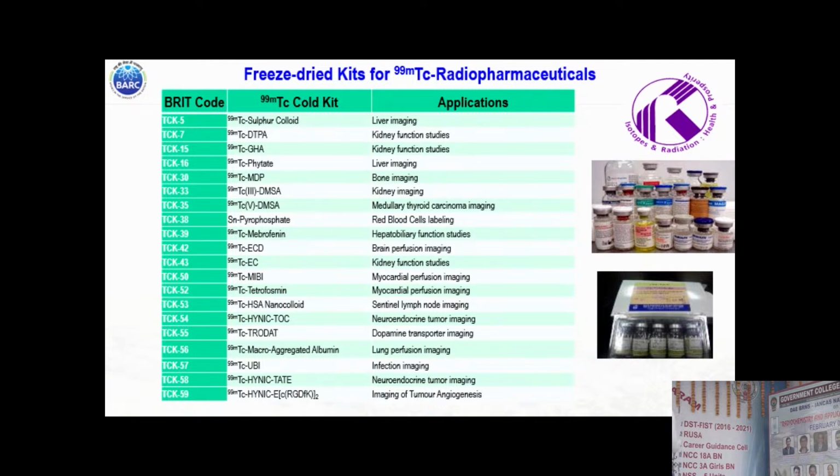So, these are the different types of freeze dried kits, and you can see their applications. I am not going into the details, but you can see almost every organ we are covering: kidney, liver, bone, hepatobiliary is liver, myocardial is heart, sentinel lymph node, and for brain, dopamine transporter. So, almost every organ is covered, and these are regularly supplied from BRIT, Board of Radiation and Isotope Technology. If you are interested, you can go to the BRIT website, www.britatom.gov.in. I have taken this from the BRIT website only, so you can get all the information from there.